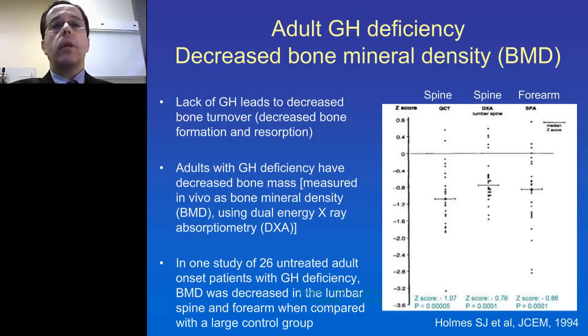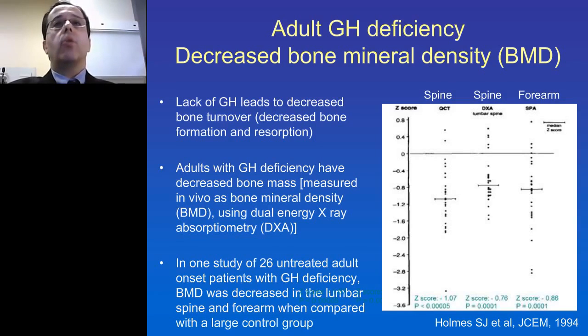The figure shows the findings of one study of 26 untreated adult onset patients with growth hormone deficiency who show decreased bone density in the lumbar spine, that's the middle column, measured by DEXA. And also in the lumbar spine, bone density is decreased, measured by QCT, quantitative computed tomography. Cortical bone density is also decreased in the forearm in these patients, measured by single photon absorptiometry, as you can see. So these are the medians for bone density compared to the general population.